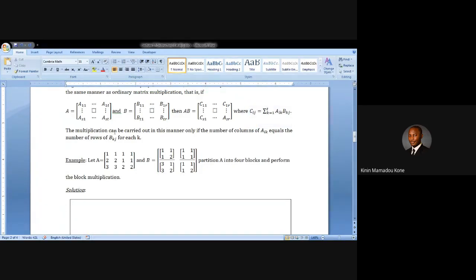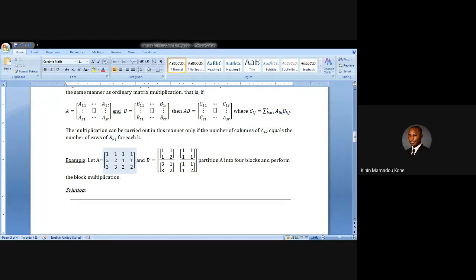So the multiplication can be carried out in this manner only if the number of columns of A sub ik is equal to the number of rows of B sub kj, for all k.